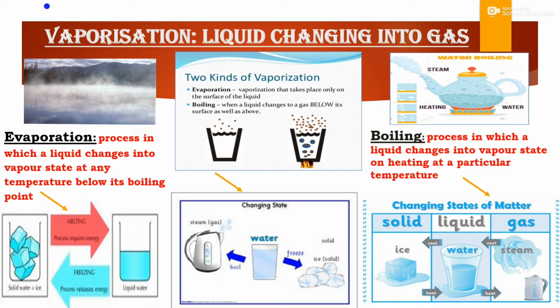Boiling is a process in which a liquid changes into vapor state on heating at a particular temperature. But the process in which a liquid changes into vapor state at any temperature below its boiling point is called evaporation. Okay, students.